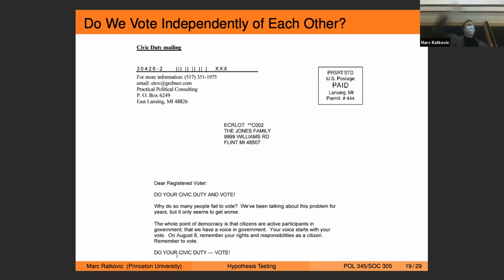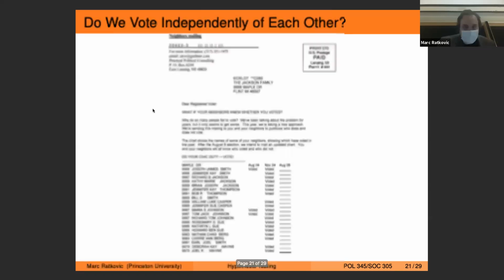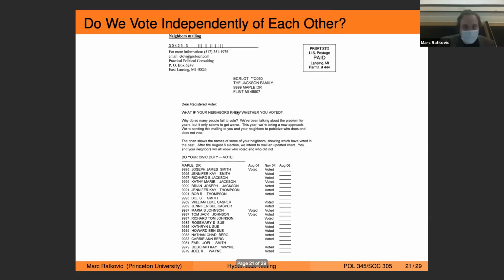That's the treatment condition. Next: dear registered voter, you are being studied. Why people fail to vote, et cetera, is based on public records, so you will not be protected in any way. Anything we learn about your voting or not will remain confidential and will not be shared with anyone else. Do your civic duty and vote. That's another condition. The next condition: dear registered voter, what if your neighbors knew whether you voted? Why do so many people fail to vote, et cetera? The chart shows whether some of your neighbors voted in the past. After the August election, we intend to send an updated chart, so your neighbors will know who voted and who did not.